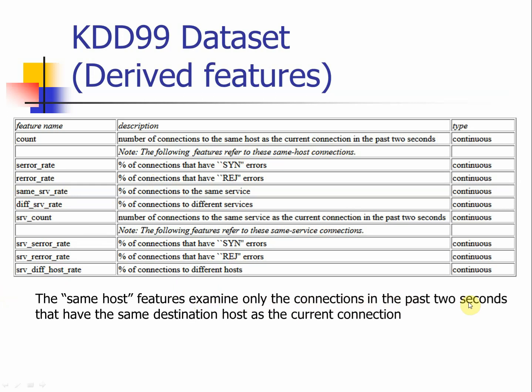So within this time frame, connections have the same destination host as the current connection. So they are trying to connect at the same location. That's considered the same host connection. And based on that background information, we can generate those 5 different attributes.